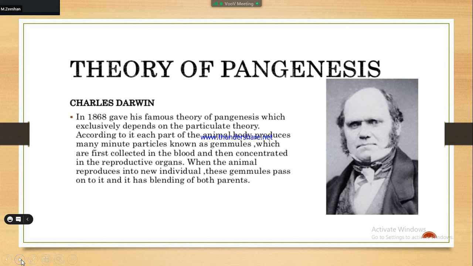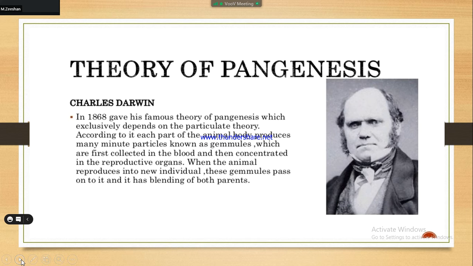Then this is the theory of pangenesis. This theory was presented by Charles Darwin in 1868. According to his theory, each animal body part produces minute particles known as gemmules, which are first collected in the blood and then concentrated in the reproductive organ. When the animal reproduces a new individual, these gemmules pass on to it, and it has a blending of both parents.